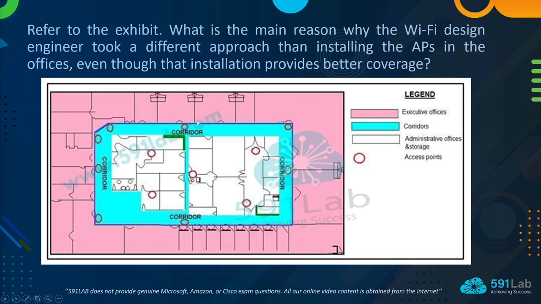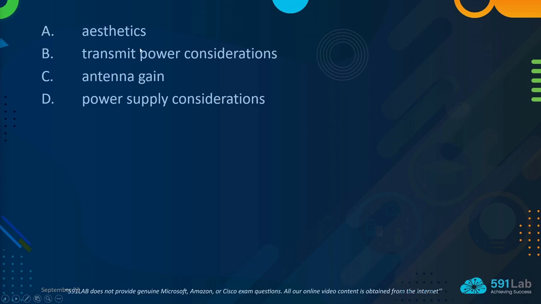So the reason behind this, I can think of, like these are the most important offices in the company. Why is the reason he did not install any access points inside of them? Let's see the options that they give us. Option A, aesthetics, meaning whether it looks good inside the office or not. Transmit power considerations, antenna gain, and power supply considerations.